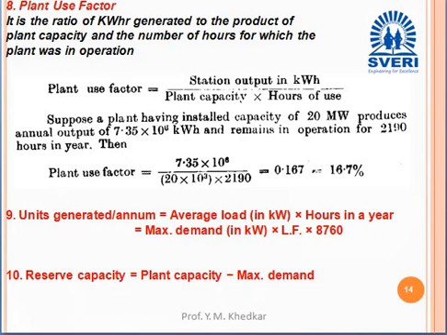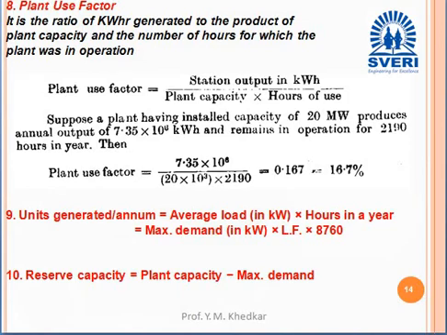Here the 20 megawatt has been converted into kilowatt because the station output is provided in kilowatt hours, multiplied by 2190, which are nothing but the operated hours. That particular ratio is 0.167, which is presented in the form of percentage, 16.7.